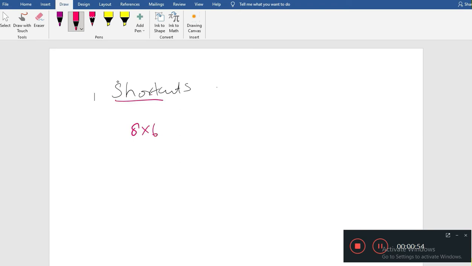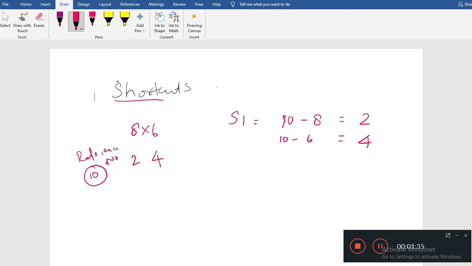Now, for example, take 8 into 6. In order to know the answer, we have to take the closest number. Here the closest number to 8 and 6 is 10. So, step 1: 10 is called the reference number. We take 10 minus 8 and 10 minus 6, and we get 2 and 4. Below 8 we write 2, and below 6 we write 4.